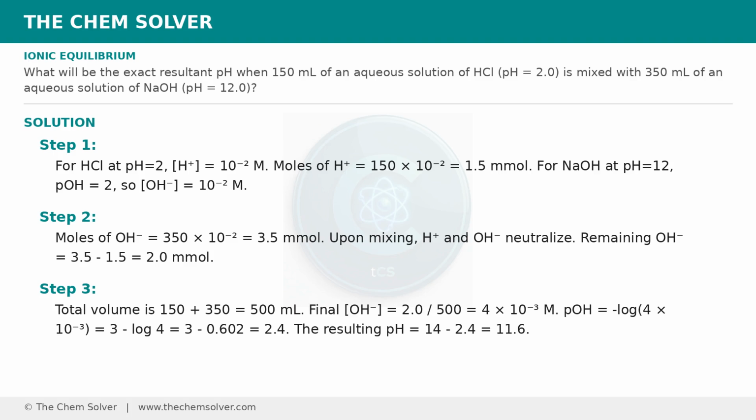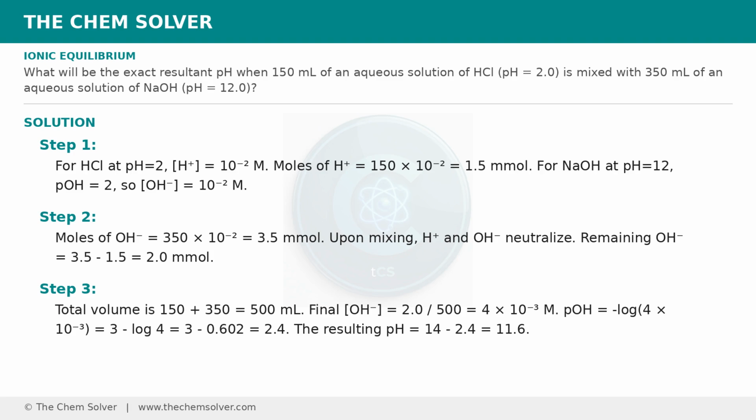For HCl at pH equals 2, H⁺ equals 10⁻² mol/L, so moles of H⁺ equals 150 × 10⁻² equals 1.5 mol. For NaOH at pH equals 12, pOH equals 2, so OH⁻ equals 10⁻² mol/L, so moles of OH⁻ equals 350 × 10⁻² equals 3.5 mol.